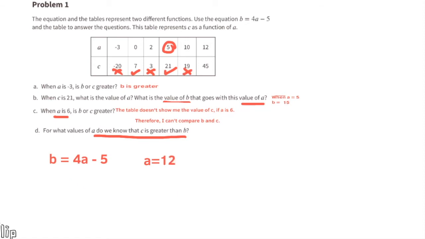Let's look at the last one. Let's substitute a 12 for A. 4 times 12 is 48. 48 minus 5 is 43. When A is 12, B is 43, and C is 45. And 45 is greater than 43, so C is greater than B when A equals 12. 0, 5, and 12 are the values of A where C is greater than B.